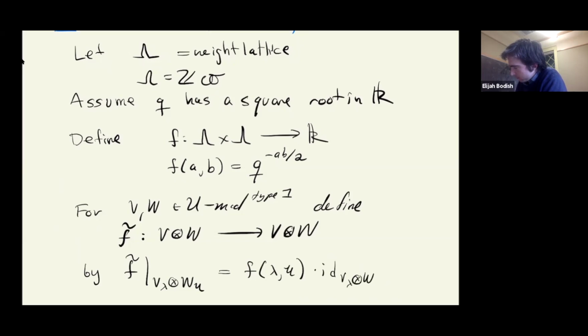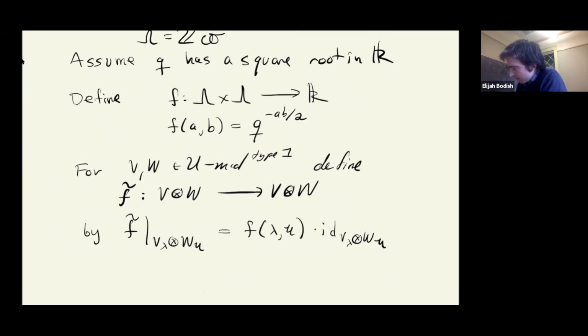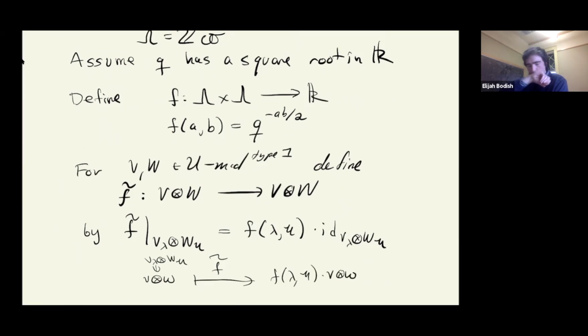And maybe more concretely, if I had V tensor W inside of these weight spaces, this would map under F tilde to F of lambda mu times V tensor W. So this is our replacement for this Q to the sum of H's. And we needed a square root of Q just to even define this, since we're dividing an integer by 2 in the formula here.